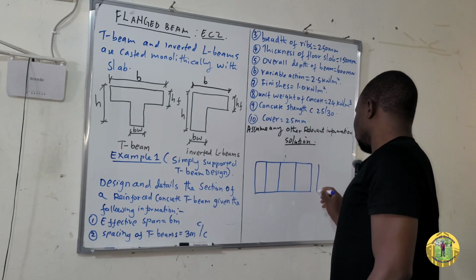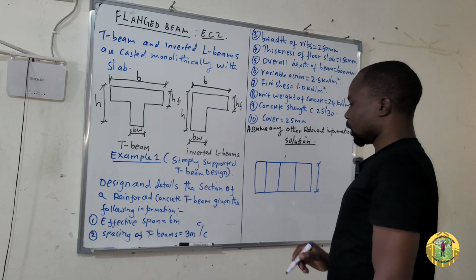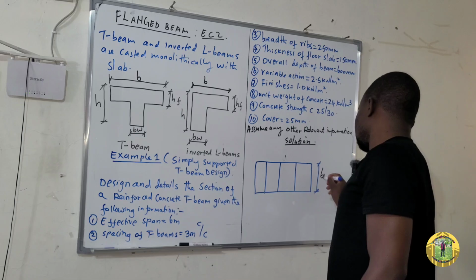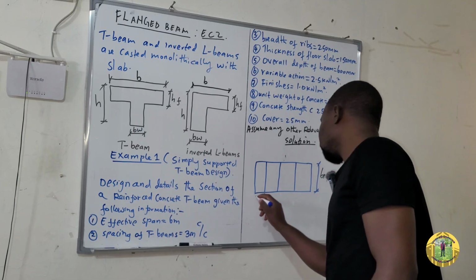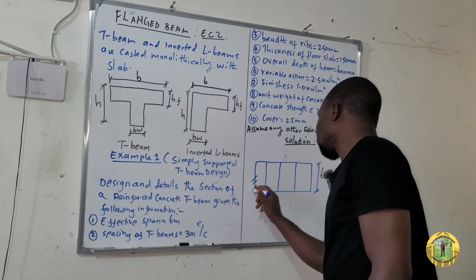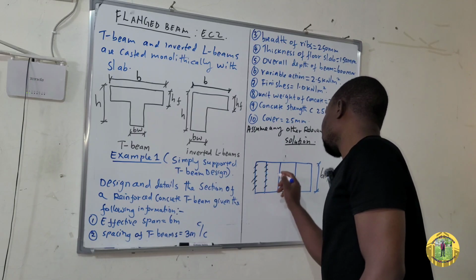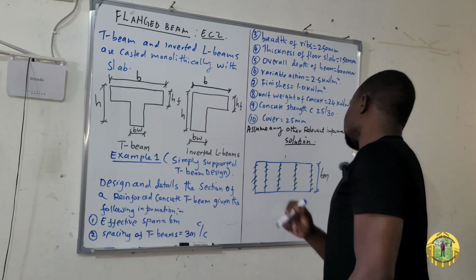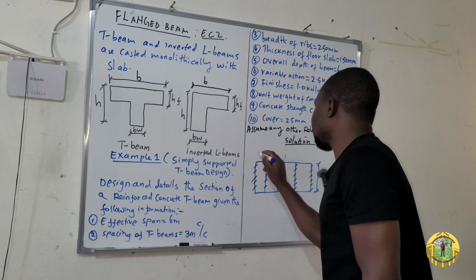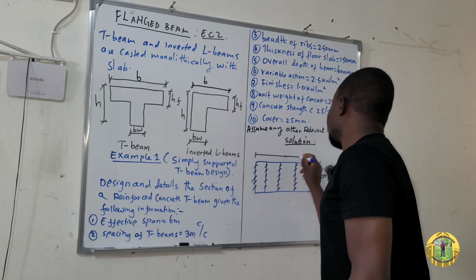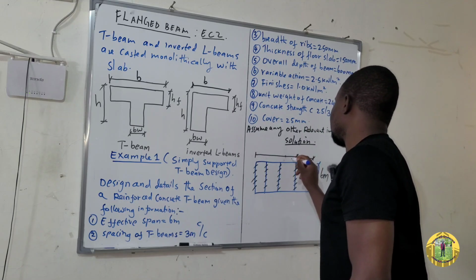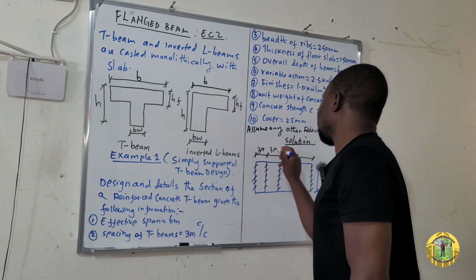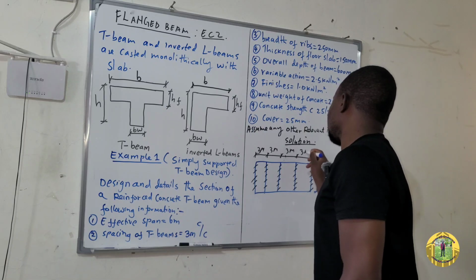This is the effective span, which is 6 meters. And then these are the beams. So these beams are spaced at a distance of 3 meters center to center. So this is 3 meters, 3 meters, 3 meters, like that.